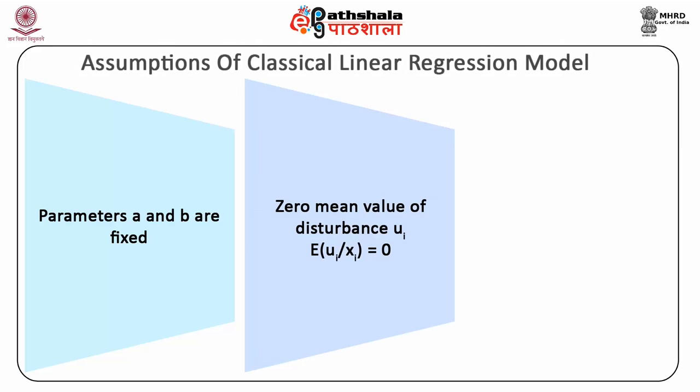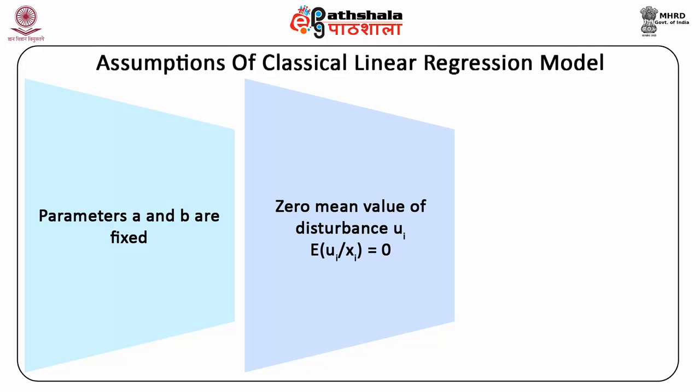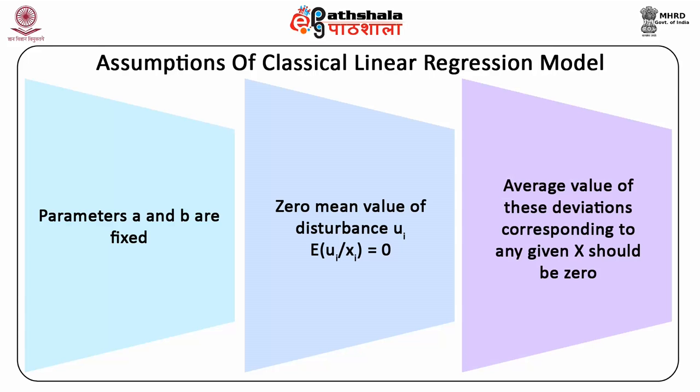Assumption 6. Zero mean value of disturbance ui. Given the value of x, the mean or expected value of the random disturbance term ui is 0. Technically, the conditional mean value of ui is 0. Symbolically, we have expectation of ui given xi is equal to 0. It means that the distances above and below the mean values, which are the deviations ui, should be such that the average or mean value of these deviations corresponding to any given x is 0.